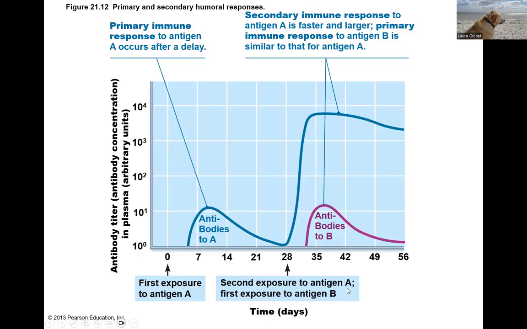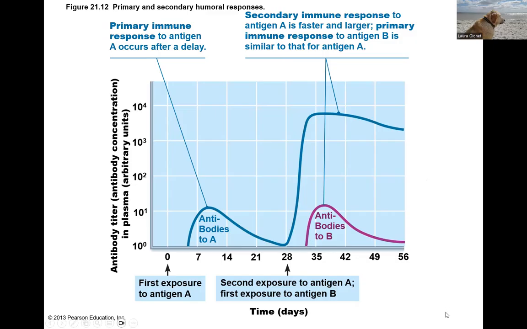So they're saying second exposure to antigen A, first exposure to antigen B. You get exposure to the same virus versus now a new virus. Well, the response to virus A, which you've already been exposed to, look how quickly we make those antibodies. We do it in not only a fraction of the time, but we make about 4 times as many. So here it says up at the top, secondary immune response to antigen A is faster and larger. Primary immune response to antigen B is similar to that of antigen A. It's going to take a while.